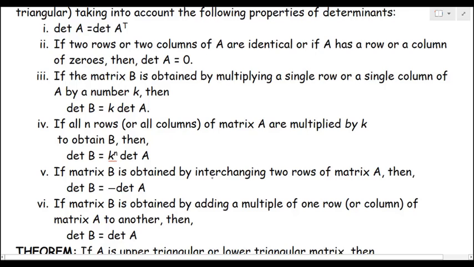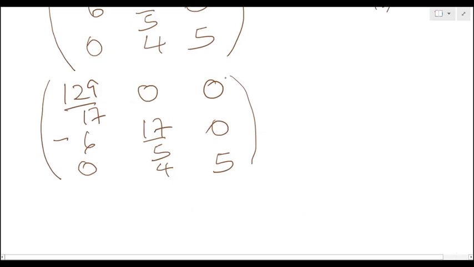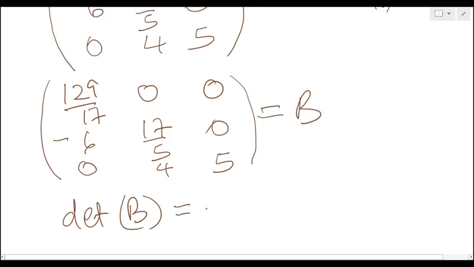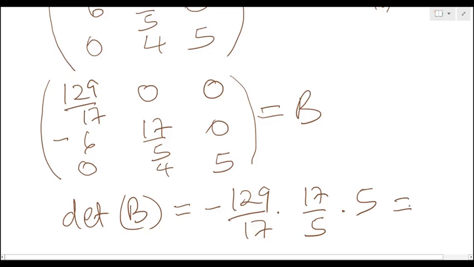Since we did a row interchange on the matrix A, we are going to use the property that the determinant of the new matrix B is equal to minus the determinant of matrix A. If we consider this one to be our matrix B, it means that the determinant of our matrix B is equal to minus the determinant of A, and that is equal to minus 129 over 17 multiplied by 17 over 5 multiplied by 5, and this is equal to minus 129.